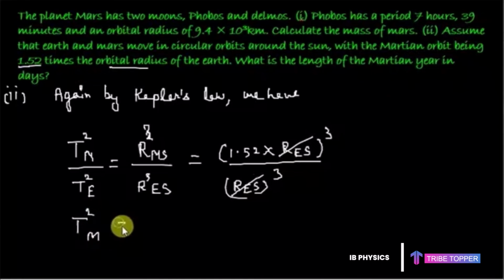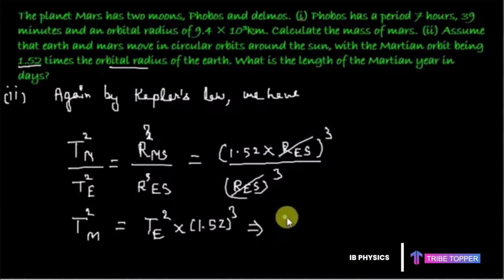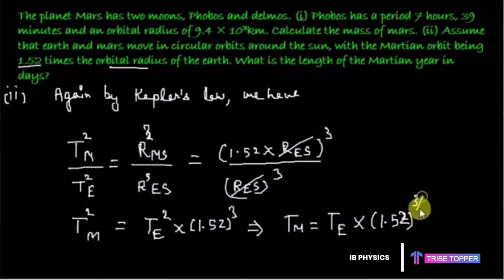So keeping it here, I bring the time period for Earth on the other side. So T_E square multiplied by 1.52 whole cube. So therefore, what is T_M? I'll take the square root on the right hand side. So that gives me T_E, because T_E square on taking the square root will give T_E, times 1.52 cube. When we take its square root, it becomes 1.52 raised to the power 3 by 2.